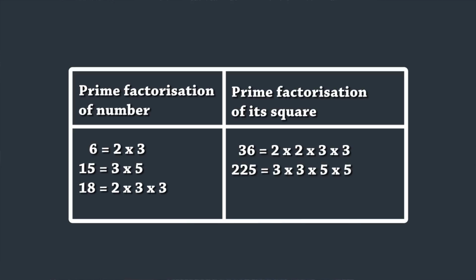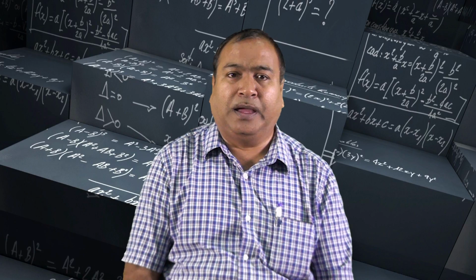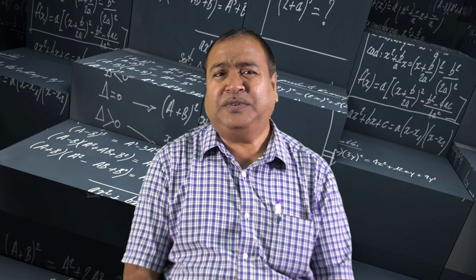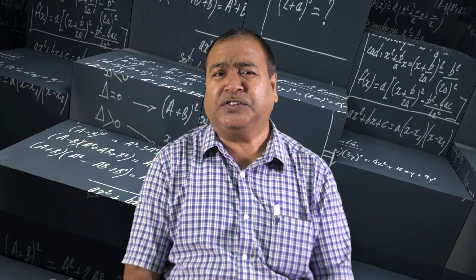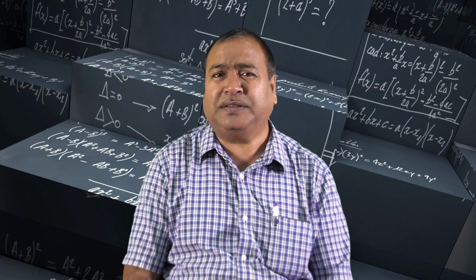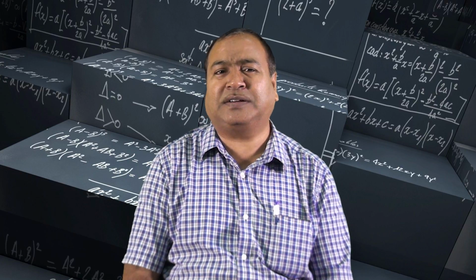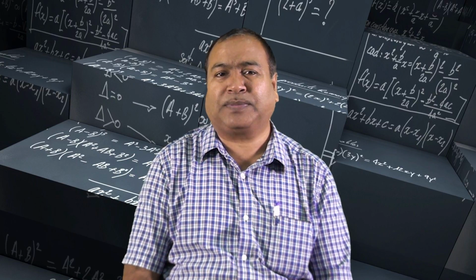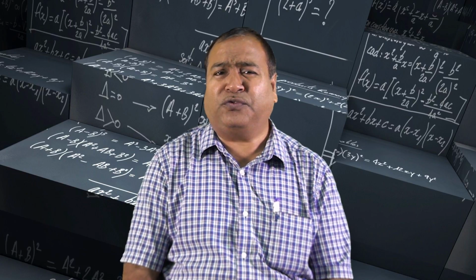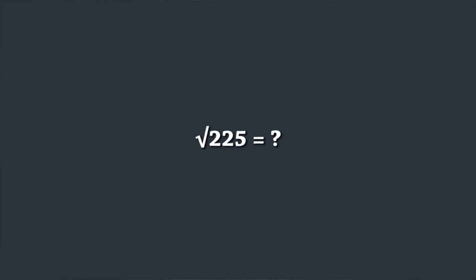Next number is 18, which is equal to 2 into 3 into 3. In the second column, its square is 324, which is equal to 2 into 2 into 3 into 3 into 3 into 3. Thus, we can observe that the prime factorization of a square number contains twice the number of factors of that number. Let us use this to find the square root of a given number.